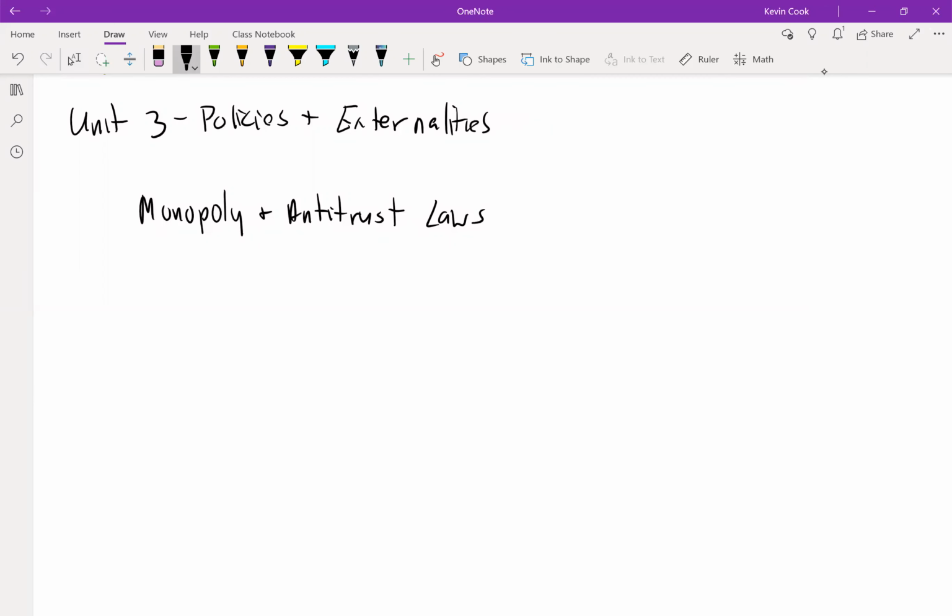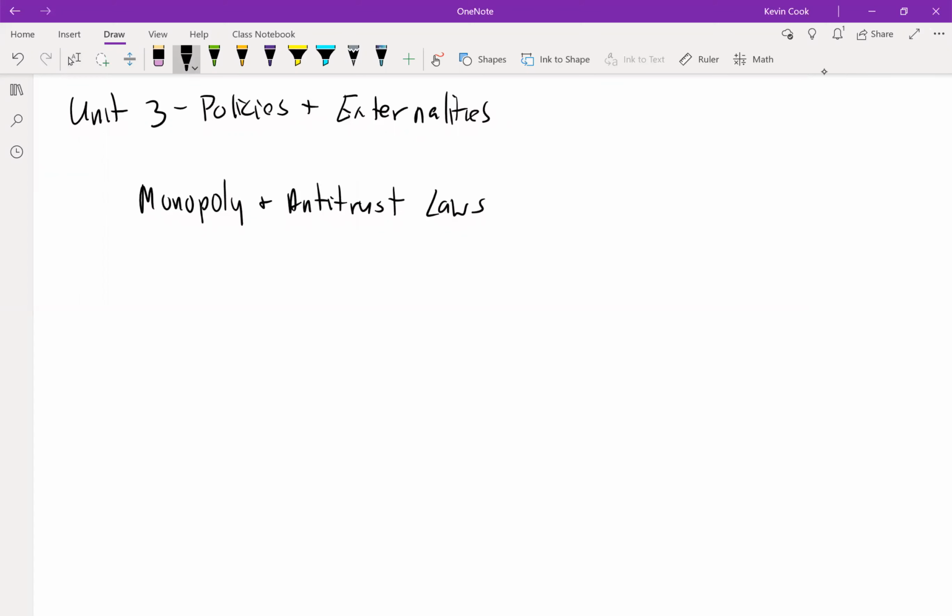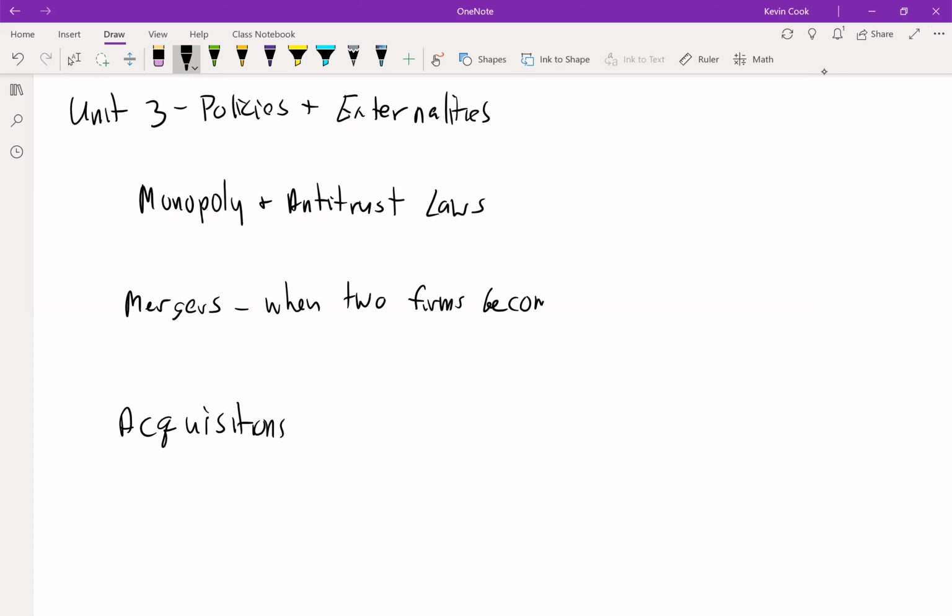So when we started this chapter, one of the first things we got into was talking about how can firms combine, or how does that really work? So we introduced mergers and acquisitions. So a merger is, if you remember, when two firms become one. And these are going to be similar to a marriage.